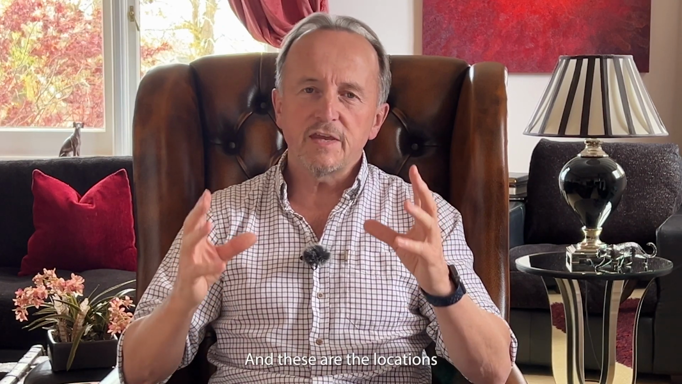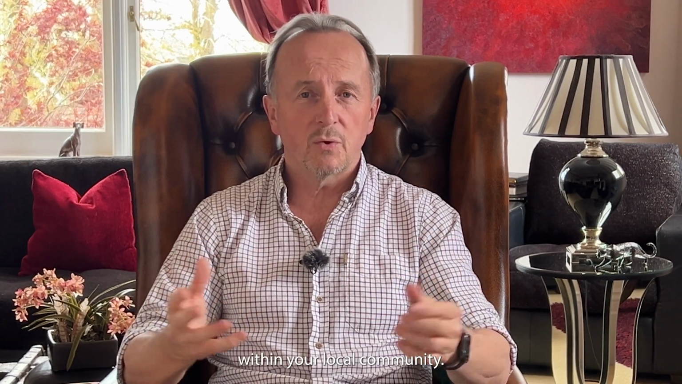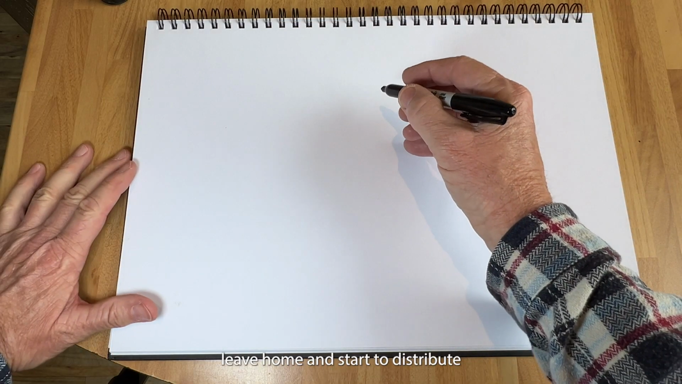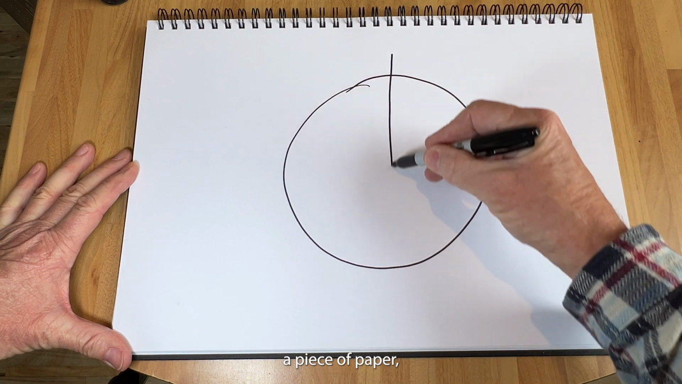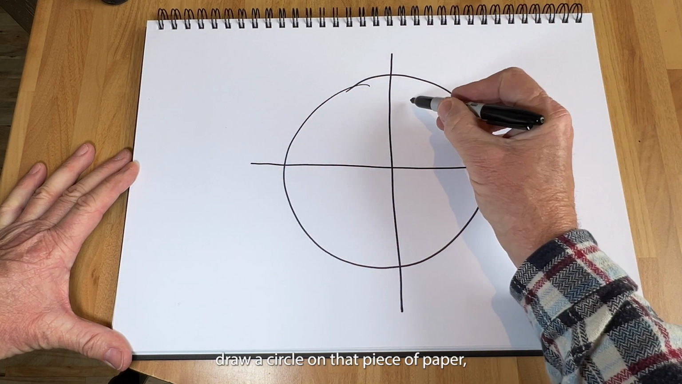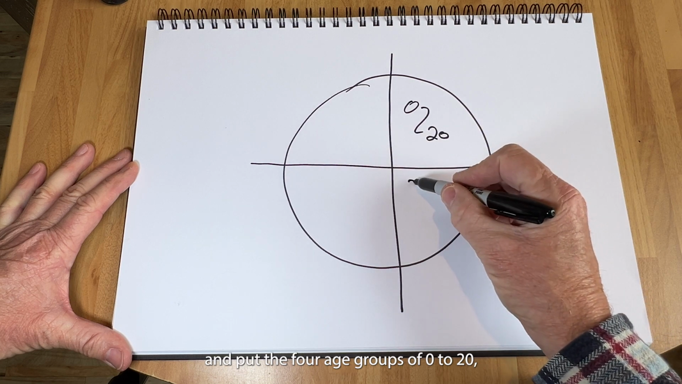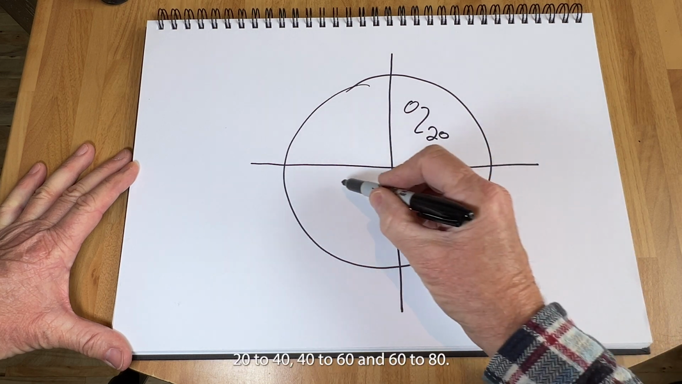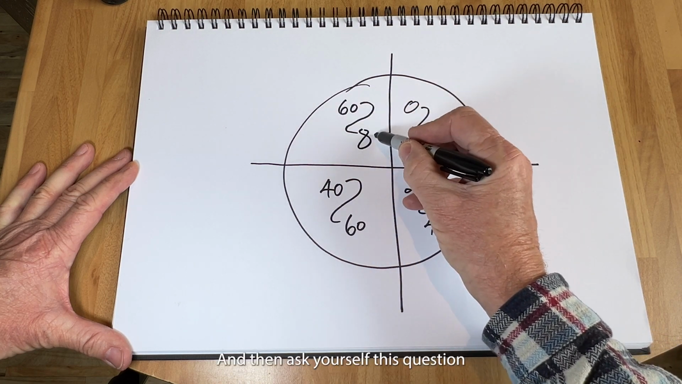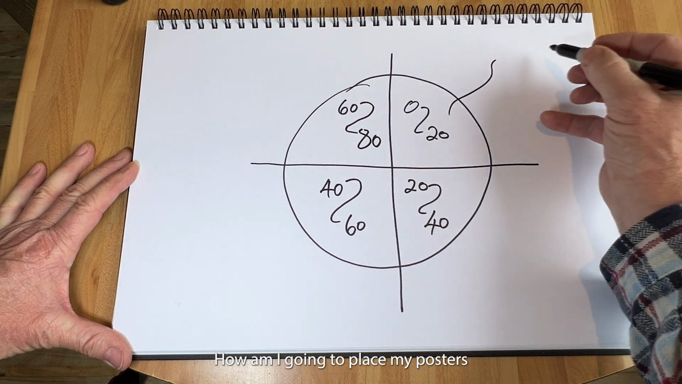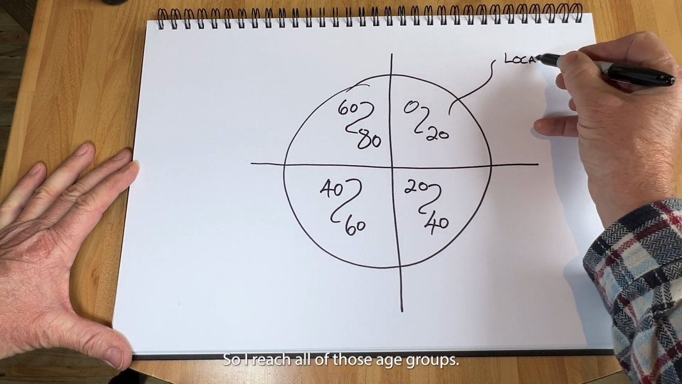So a hub is anywhere within your local community that experiences a higher than average footfall. And these are the locations that you need to find in order to ensure that you get maximum reach within your local community. Now, before you even leave home and start to distribute your posters, I thoroughly recommend that what you do first is grab a piece of paper, draw a circle on that piece of paper and divide it into 4 and put the 4 age groups of 0 to 20, 20 to 40, 40 to 60 and 60 to 80. And then ask yourself this question: how am I going to place my posters in my community so I reach all of those age groups?